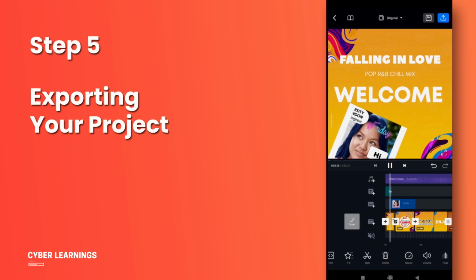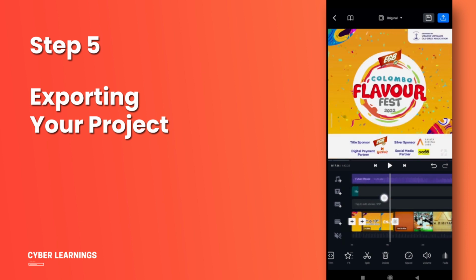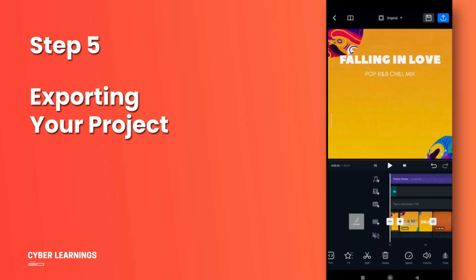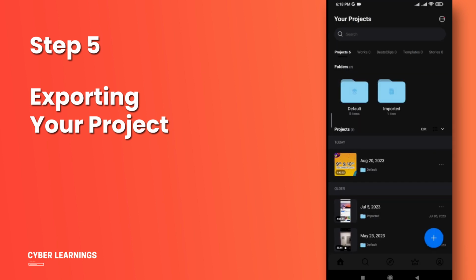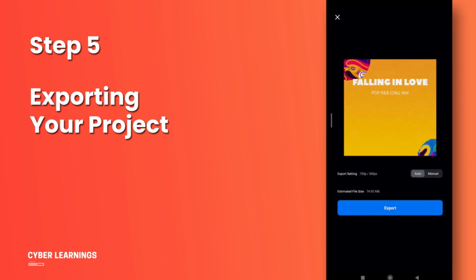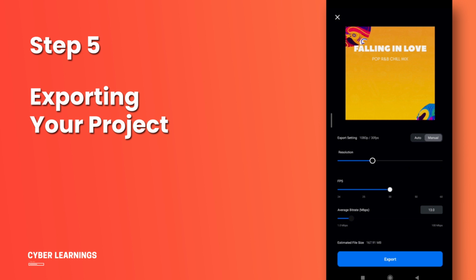Step 5. Exporting your project. To save your project, tap on the Save button. When satisfied, proceed to export by clicking the Export button. Adjust settings to change resolution, quality, and frame rates. Finally, hit Export to generate your final video.